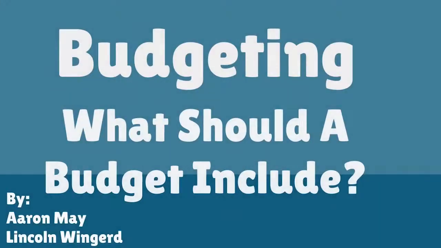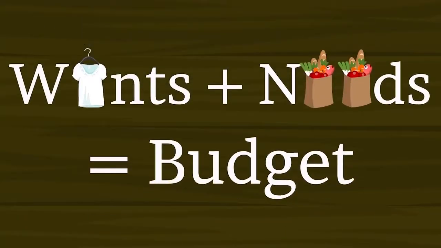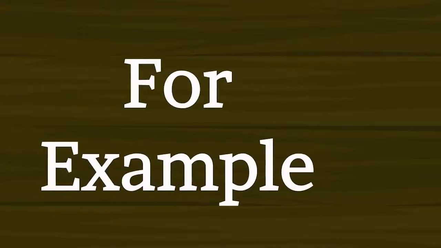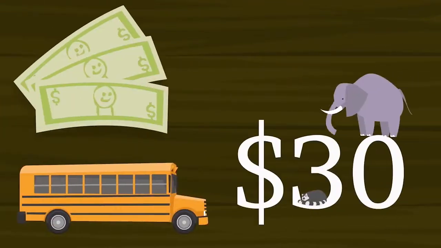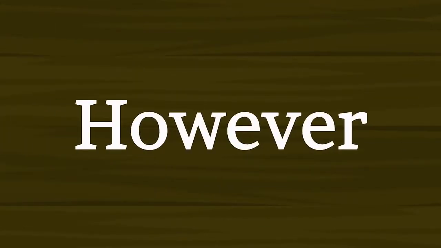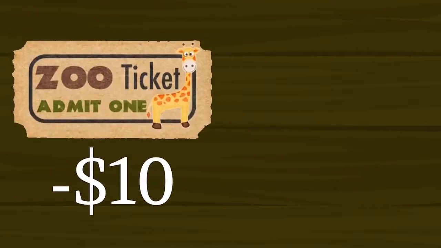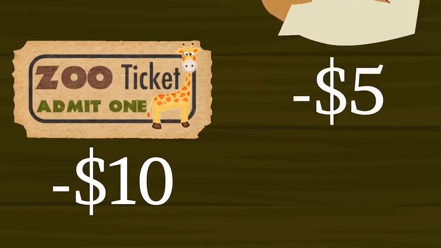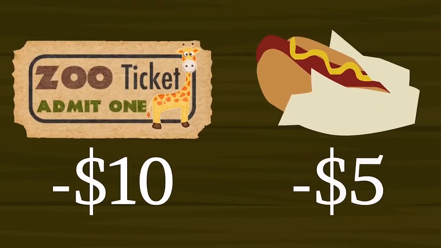What should a budget include? Your budget should include everything you want or need to spend money on. For example, say your parents gave you $30 to spend while on a school trip to the zoo. However, that does not mean that you can spend all your money on a $30 souvenir. The ticket to the zoo costs $10 and you have to pay $5 for your lunch. So a budget for your trip would look like this.